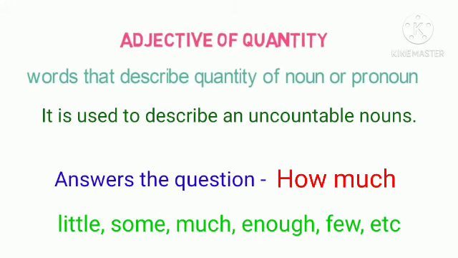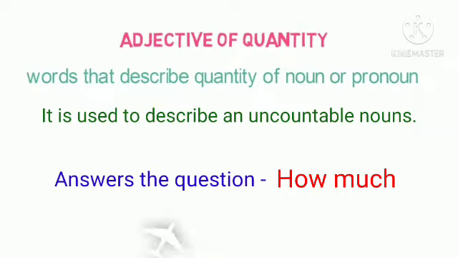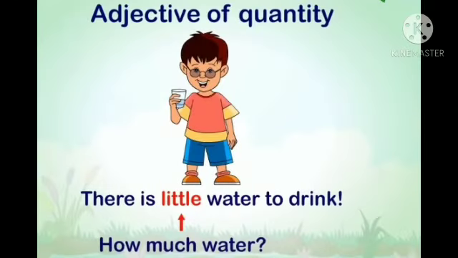Let us understand this with the help of example. There is little water to drink. Here the word little answers the question how much, and it is used to describe an uncountable noun. Water is an uncountable noun.